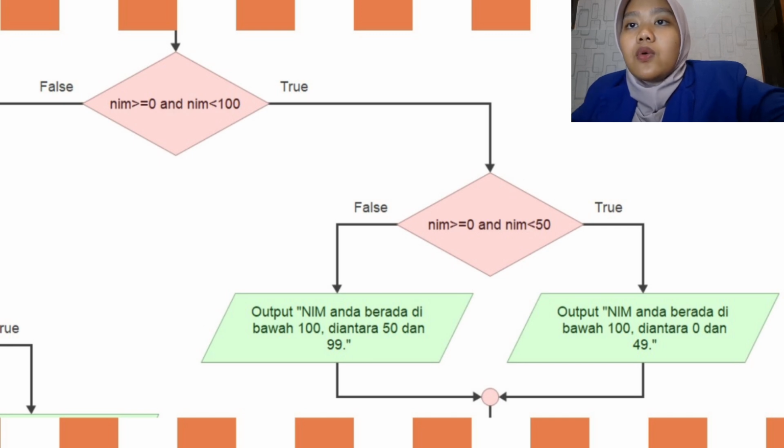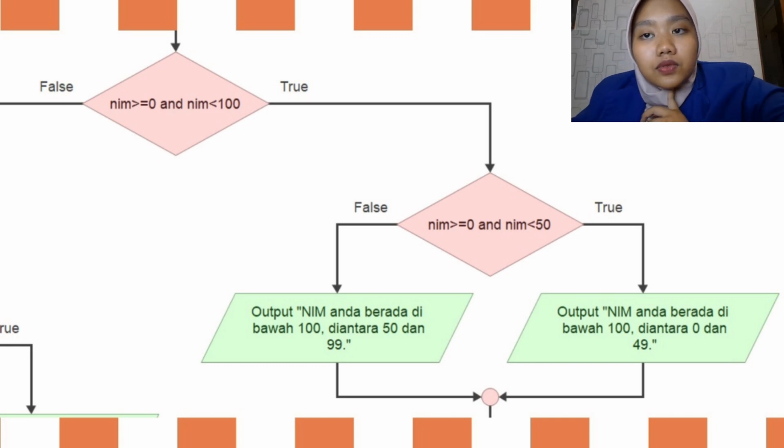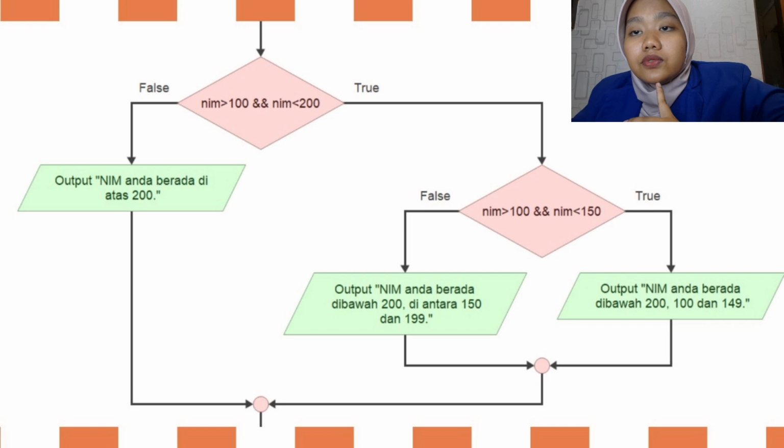True: if name >= 100 and name < 150 serves to check whether the value of the variable name is within a certain range, namely between 100 inclusive and 150 exclusive. True output "your name is below 200, between 100 and 149" serves to give feedback to the user when the previous condition, for example if name >= 100 and name < 150, is true.